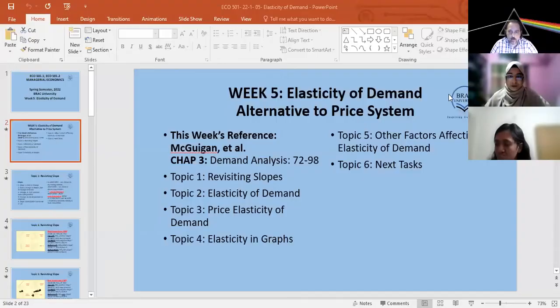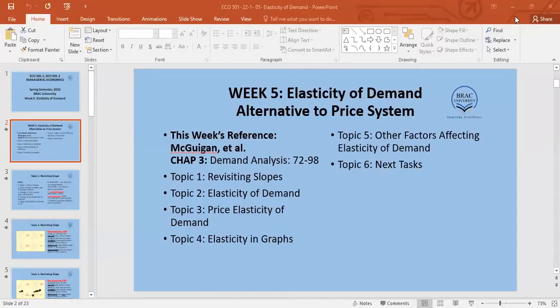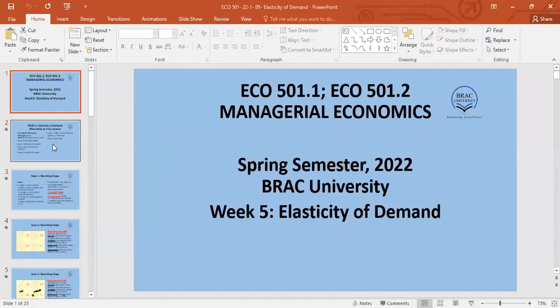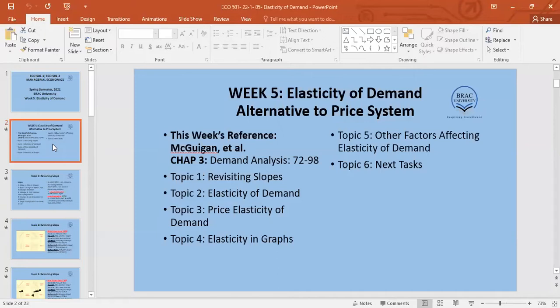Okay, so let's start with the... can you see the slides? Yes, sir. Okay, so basically what we're going to do, topic 1, we'll revisit the concept of slope. Topic 2, we'll look at elasticity of demand and price elasticity of demand, elasticity in graphs.